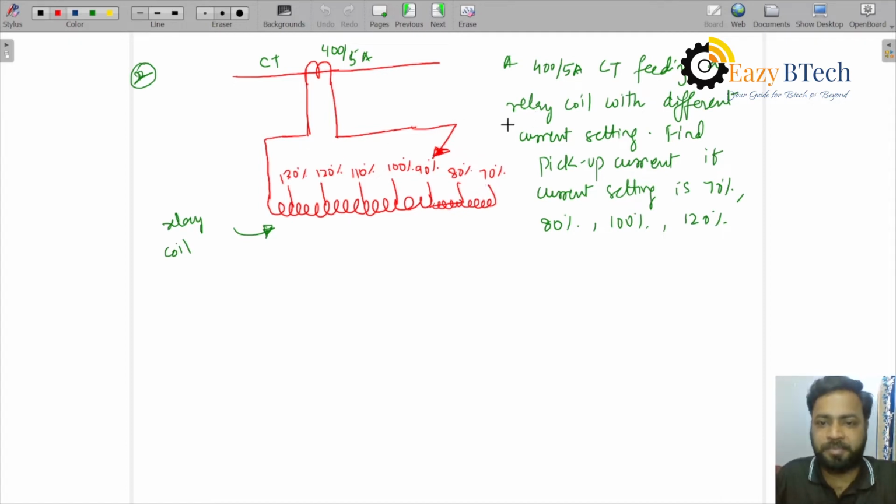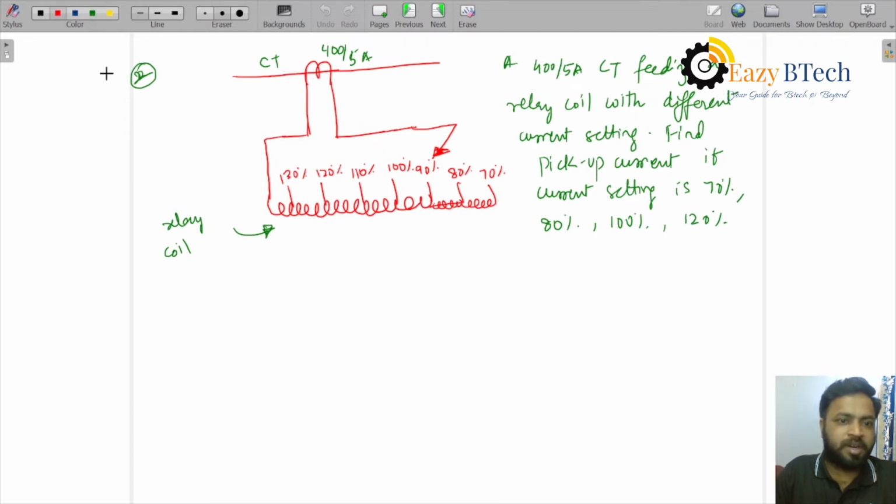So let us come to the question. A 400 by 5 amps CT feeding a relay coil. So this CT is feeding this relay coil with a different current setting. So it has an option to choose the appropriate value of current setting. Find the pickup current. So they are asking us to find out the pickup current. If the current setting is 70%, so if this pointer is connected here, 80%, 100% and 120%. So here we need to find out the pickup current of this relay coil depending upon the given current setting.